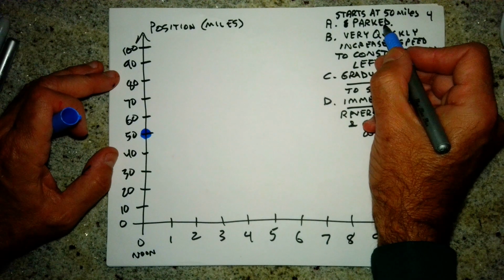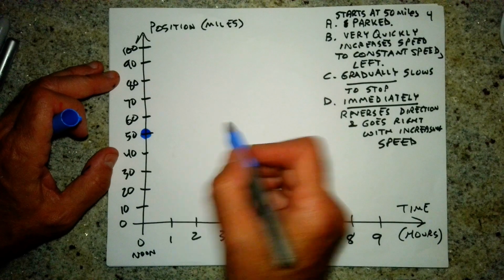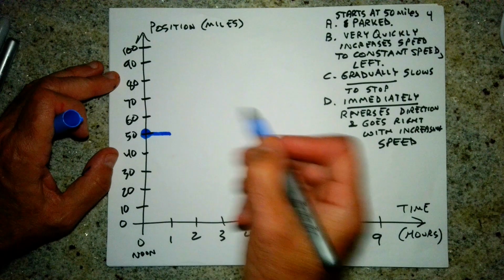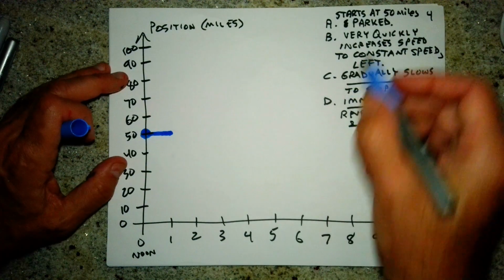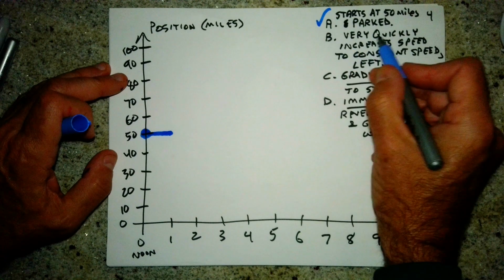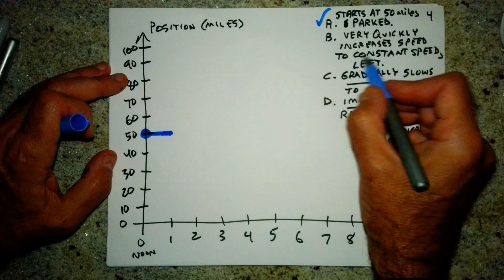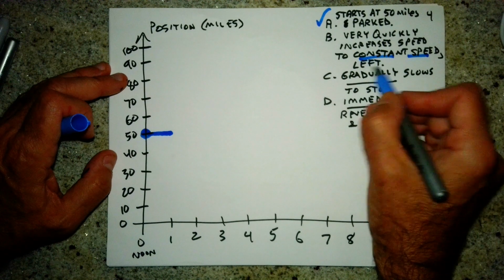Then it says it's parked. So we show that it's parked by doing this. That should be very familiar by now. Staying at the 50-mile mark for 1 hour, parked. Okay, check. Next, very quickly increases the speed to a constant speed moving left.